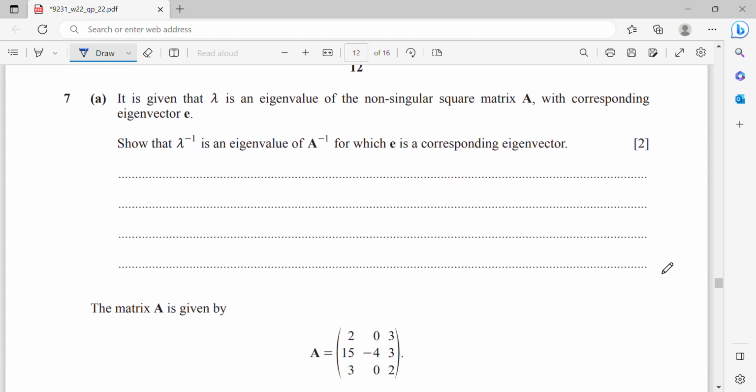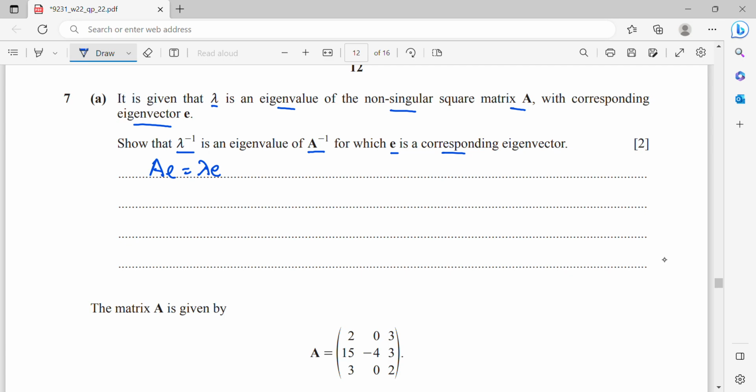So this is question 7a. It is given that lambda is an eigenvalue of the non-singular square matrix A with corresponding eigenvector E. Show that inverse of lambda is an eigenvalue of A inverse for which E is a corresponding eigenvector. Okay, so we know that AE equals lambda E, given lambda is the eigenvalue and E is the eigenvector of matrix A.